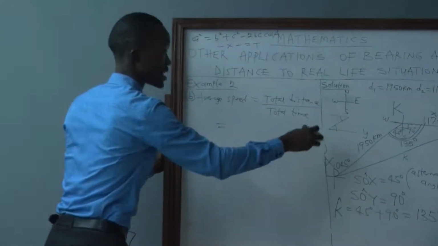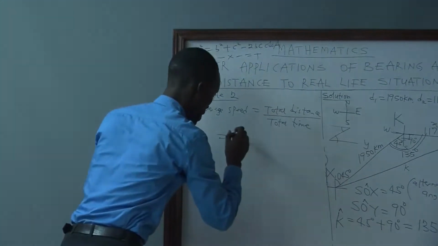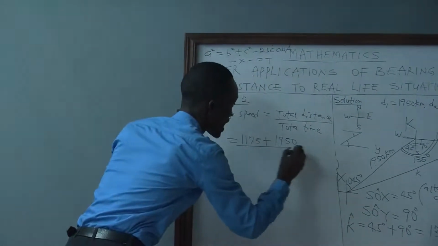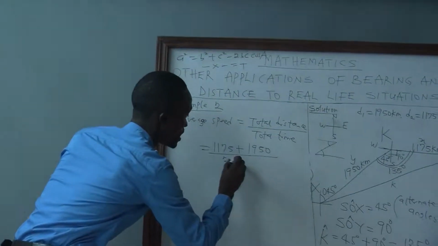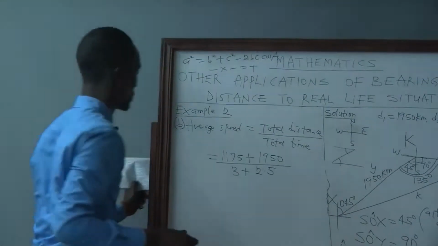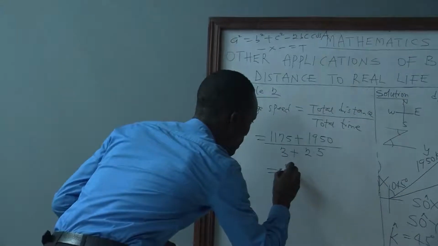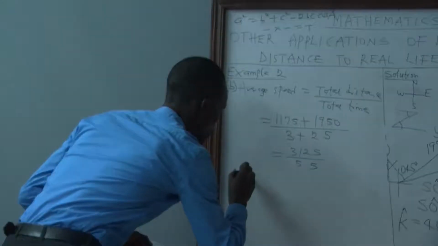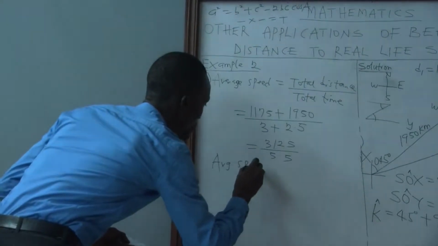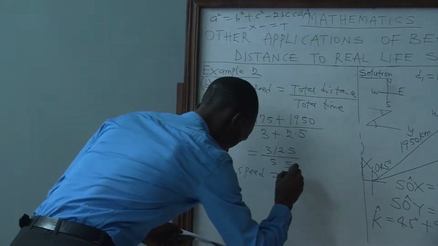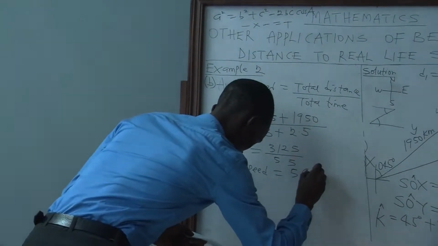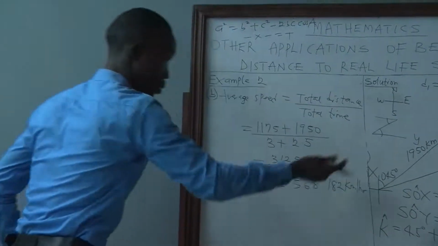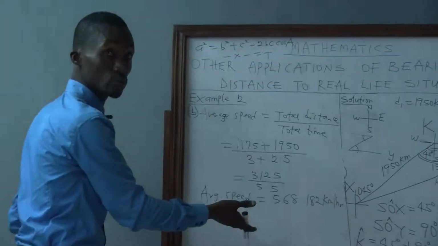So from there, for the total distance, we add these two values that we have. We add 1175 to 1950. Then for total time, the time for the first one we are given as 3, and the time for the second one we are given as 2.5. So by adding these two, we have 3125 divided by 5.5. So our average speed is 568.182 km per hour. But the instruction from the question is that we should give our answer to 3SF.